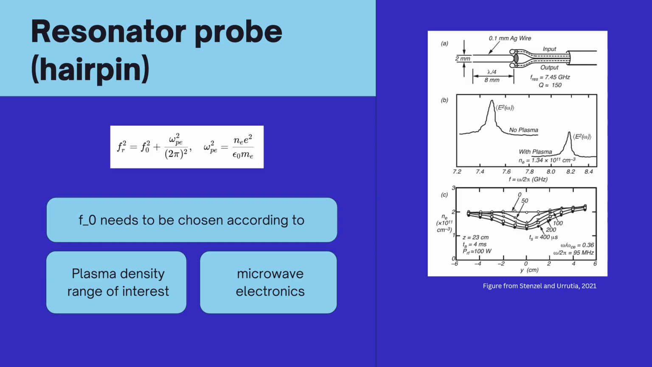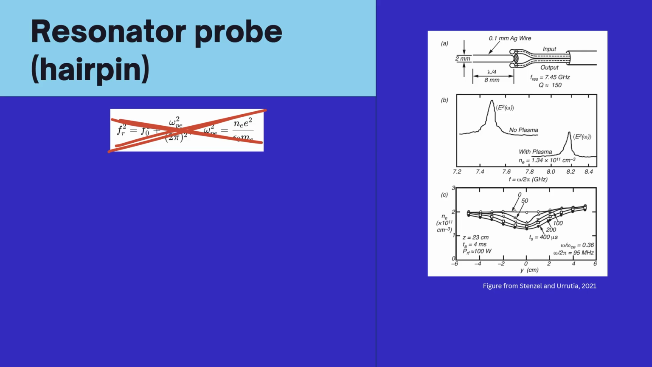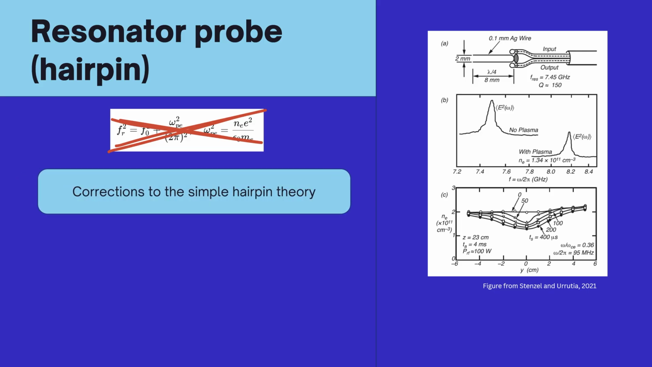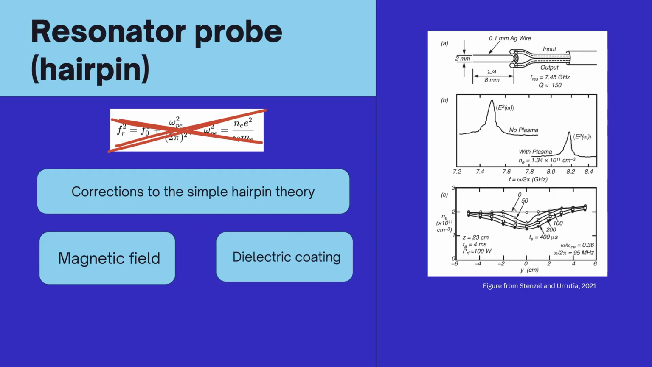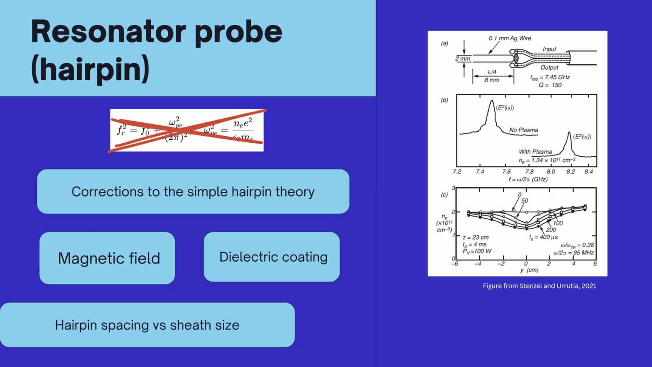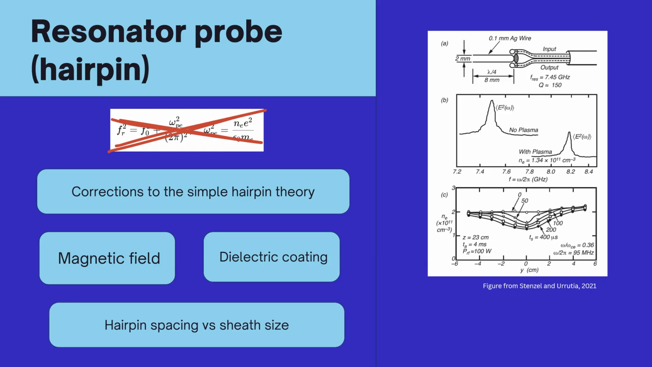In practice, the simple equation doesn't always work. The simple theory can be modified by, for example, the presence of a magnetic field. In this case, probe orientation might cause splitting in the resonance peak. The extra dielectric coating applied to the structure also confines part of the field in the dielectric, making the probe less sensitive and shifting its baseline frequency. In addition, even though hairpin probes do not draw current from the plasma or pick up potential oscillations, they are still affected by the sheath around the wire. If the wire spacing is on the same scale as the Debye length, the sheath effect cannot be neglected.